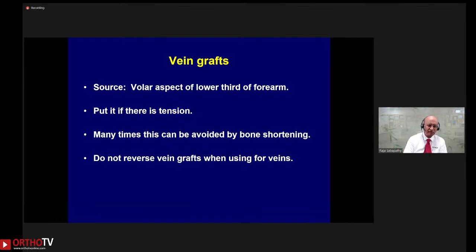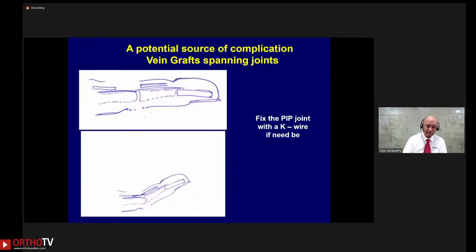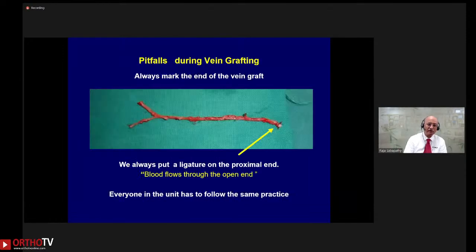If you are not able to avoid it, if you think the bone shortening will be too much, and you should do this, you must always remember that if you're using a vein graft for the artery, and if you're using a vein graft for the vein, do not reverse the vein graft when using it for the vein. So that means you need to mark it well, which I will come to. The pitfall during vein grafting is that you never miss it when you do it for an artery, but when you use it for a vein, by force of habit, you may do it wrongly.